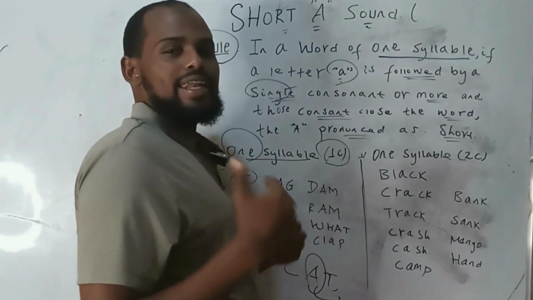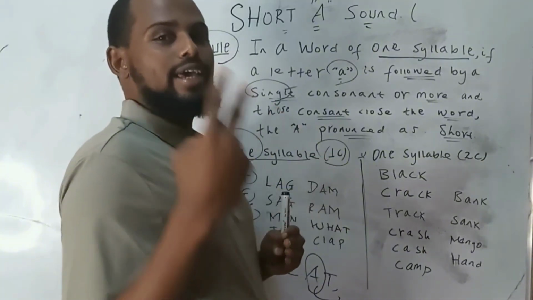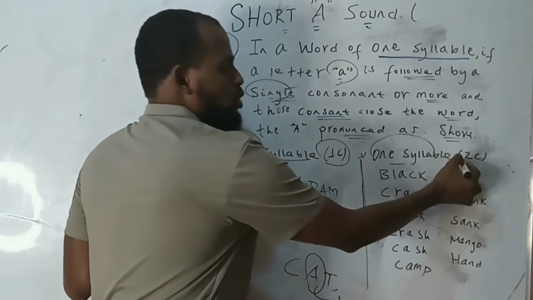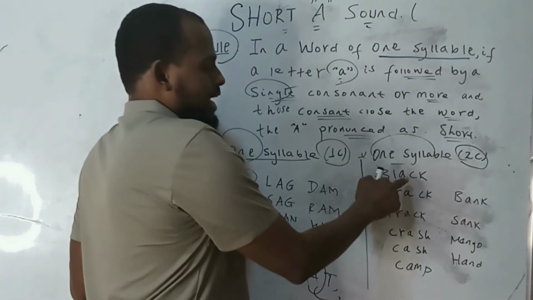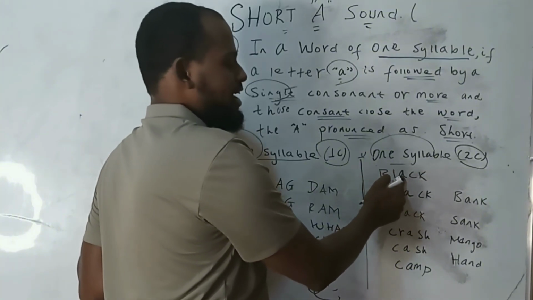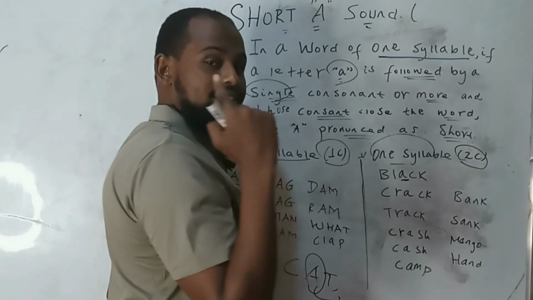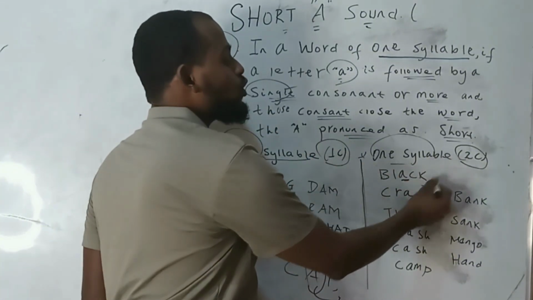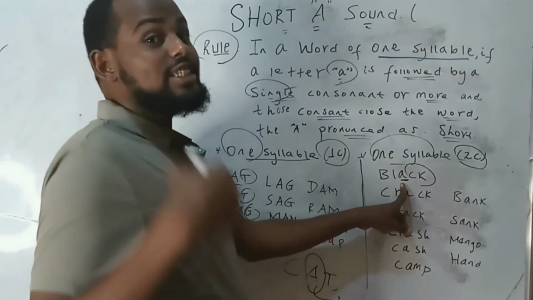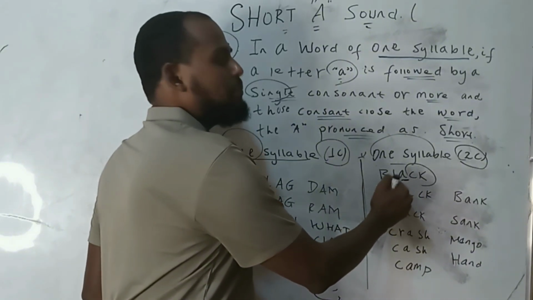Okay, what about when A or a vowel is followed by more than one consonant? Let's see here. Here we have a one syllable word, but we have two consonants. Therefore, we have B here, L here, A, C, and K. The only vowel that we have is A, and here A is followed by two consonants, C and K. Therefore, we are going to read this A as a short sound. Its short sound is A. Therefore, we call this one black.